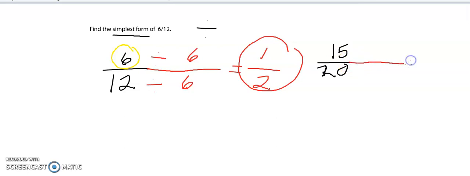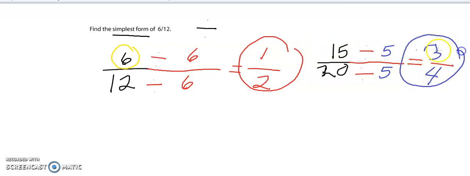So extend my line. Okay, and remember, I'm going to divide both the top and the bottom. Think about it. What number can go into 15 and 20? Okay, if you said 5, you are correct. So 5, 10, 15: 3. And 5, 10, 15, 20: 4. So your answer will be 3 fourths. Okay, so that's how you would find simplest form.